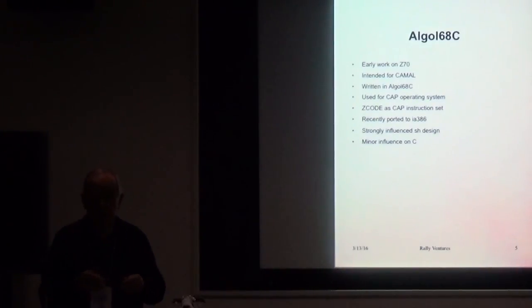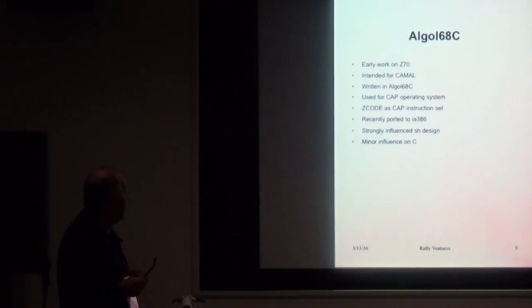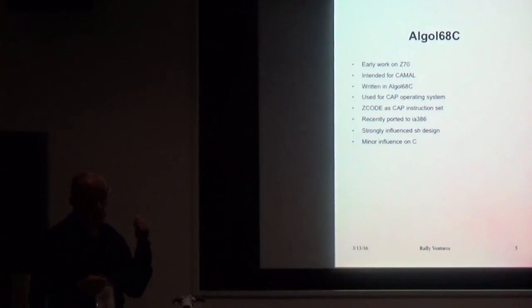And Z code, it turned out, was the instruction set. I went into David Wheeler's office one day and I said to David, well, what are you going to use for an instruction set for the CAP machine? He said, I don't know. So I said, why don't you use Z code? Because that made my life a lot easier for making the compiler work on the CAP machine. So that's what we did. The compiler itself has recently been ported to the IA386. I'll talk about it a little bit later.